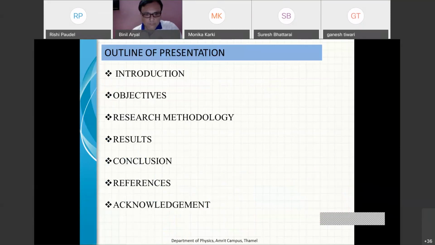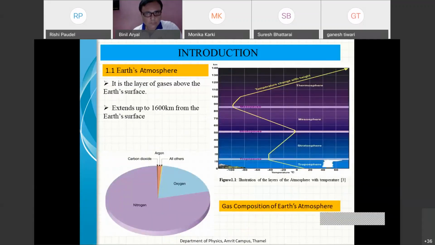These are the outline of my today's presentation. Starting with Earth atmosphere. We all know that the Earth atmosphere is an insulating layer of gases that provides a suitable environment for all living beings. It contains 78% of nitrogen, 21% of oxygen, and other gases. If we move apart from the ground level, it is divided into five layers: troposphere, stratosphere, mesosphere, thermosphere, and exosphere. But our main region of interest is the ionosphere, which extends from the top of the middle atmosphere to a few hundred kilometers into space.